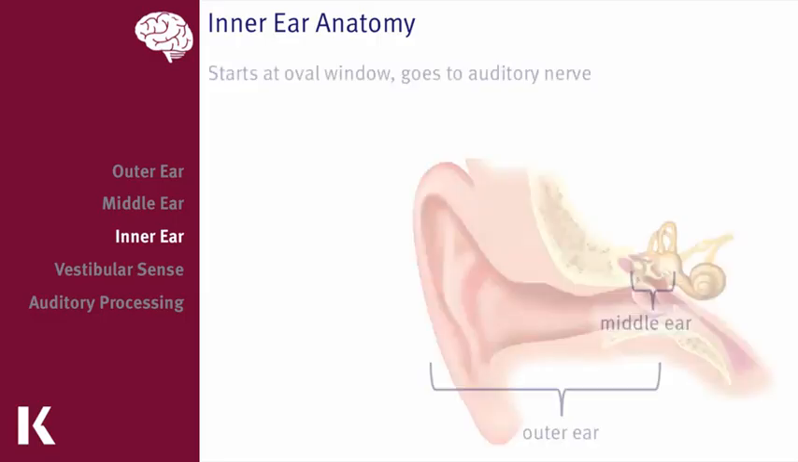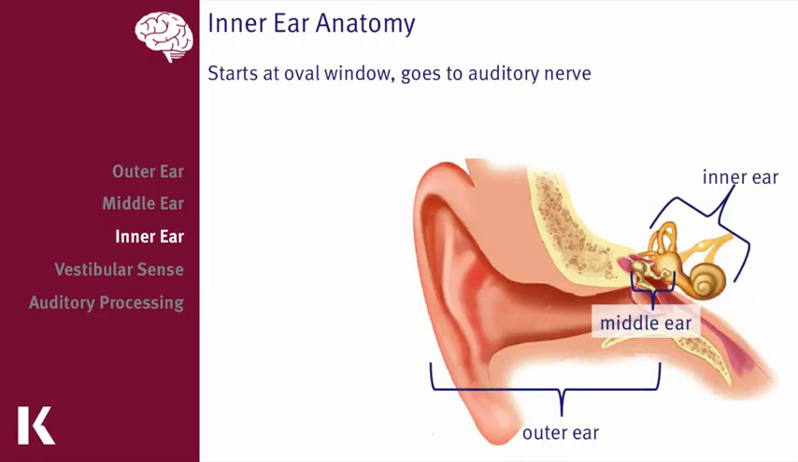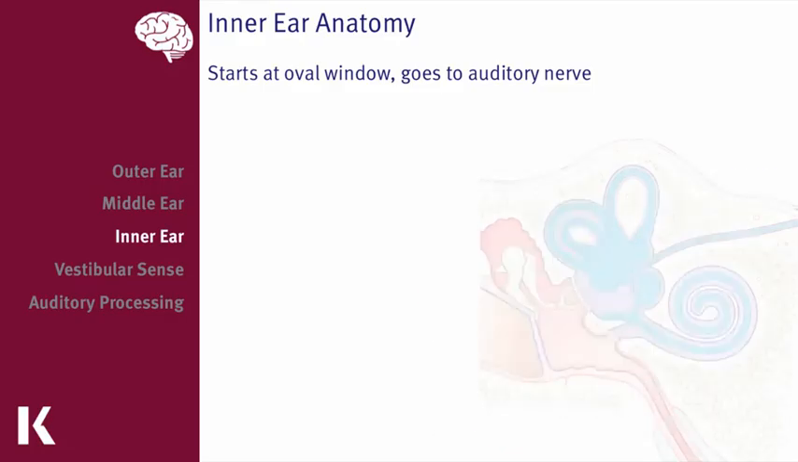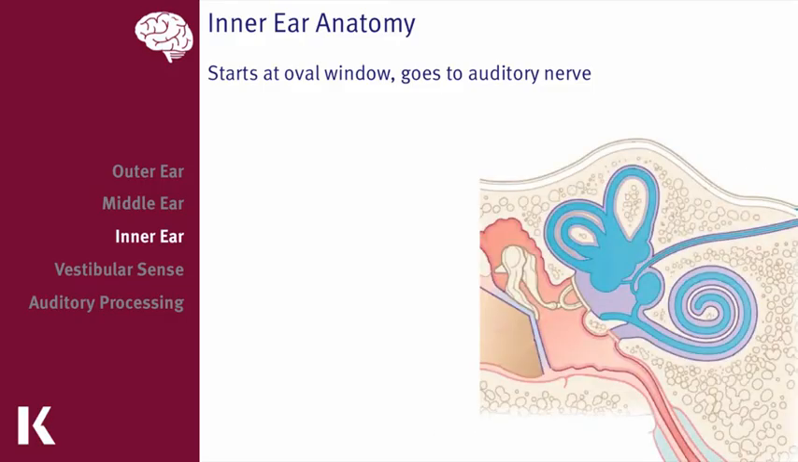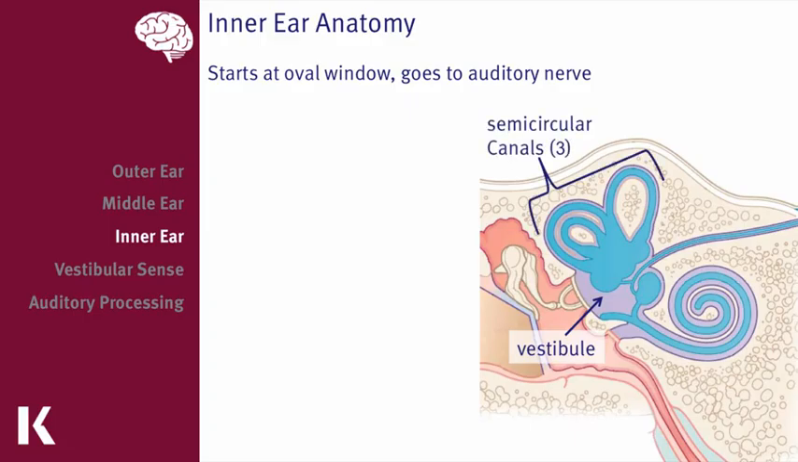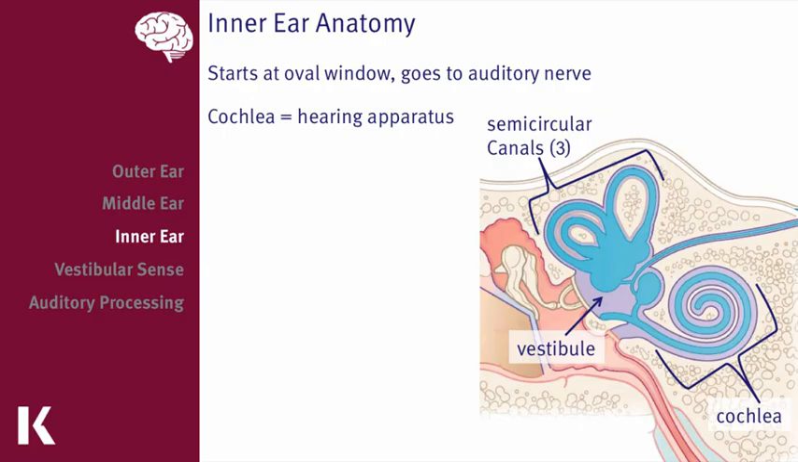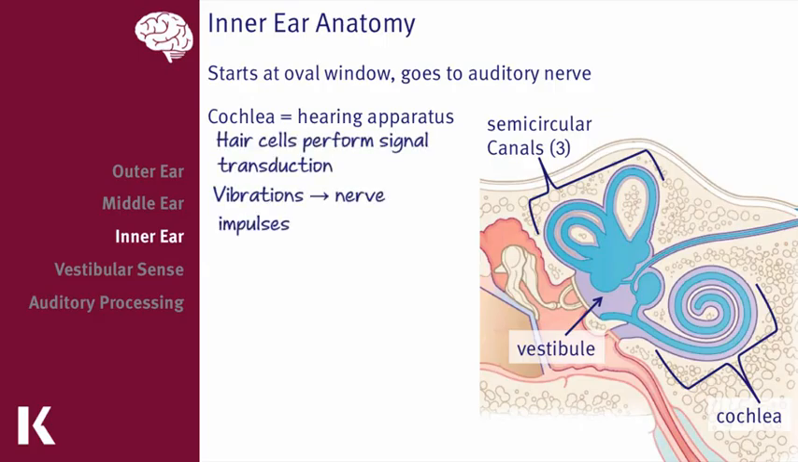Now that the sound vibration has been passed along to the oval window, it can enter into the inner ear. And the inner ear basically begins where the middle ear left off. And there are three inner ear structures that we'll want to know for test day: the vestibule, the semicircular canals, of which there are three, and the cochlea. The cochlea is also known as the hearing apparatus, and this is because it contains the hair cells. And the hair cells are absolutely essential in translating the vibrations caused by the sound wave into an electrical impulse that can be transduced down the auditory nerve.